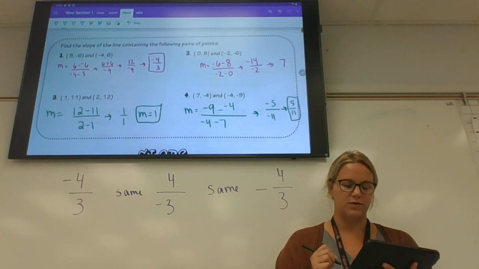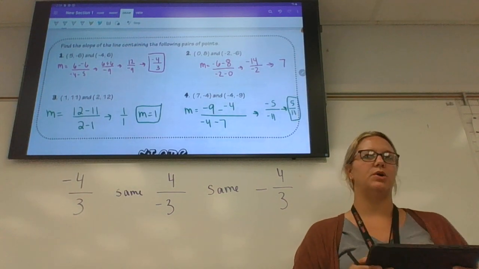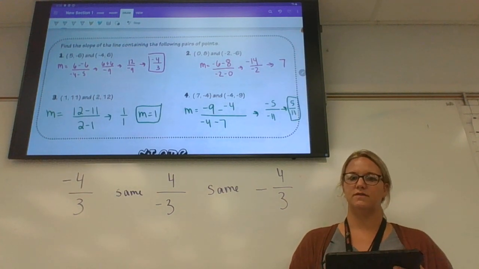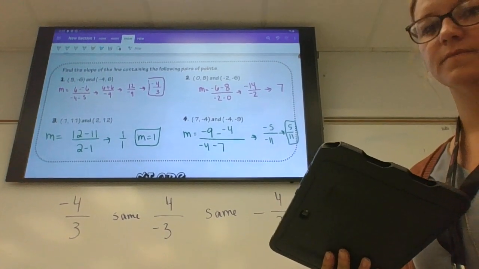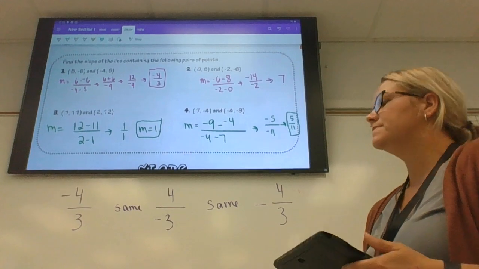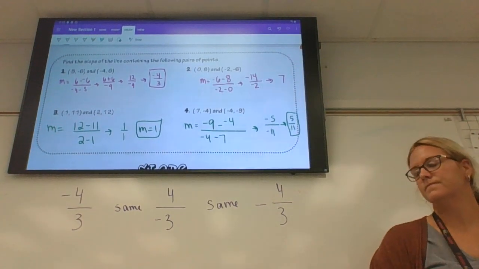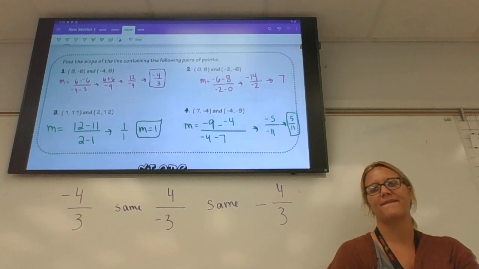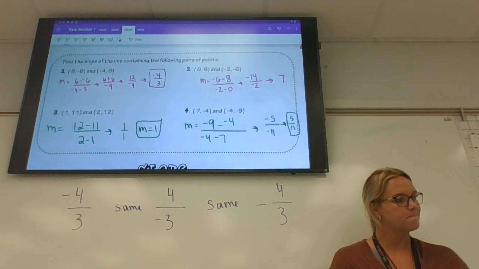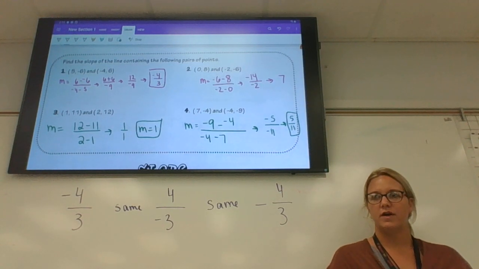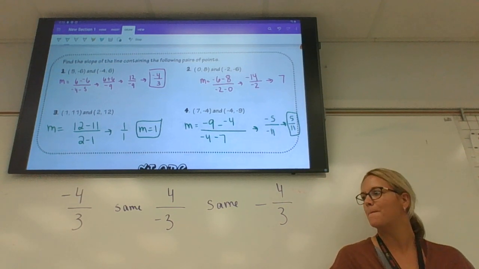All right, so for 4, I ended up with 2 negatives, making it a +5 over a +11. Okay, when you're done with these 4, you can flip. Next page.